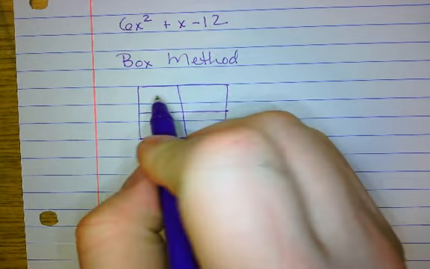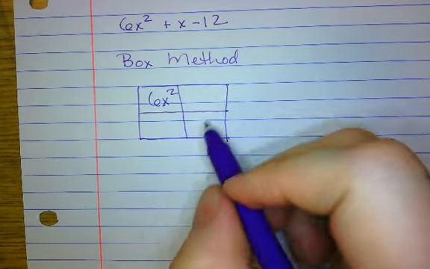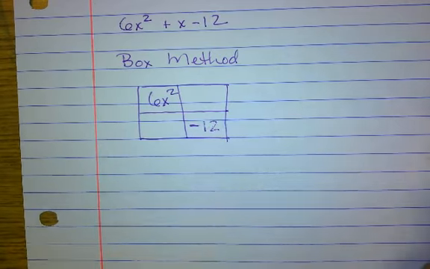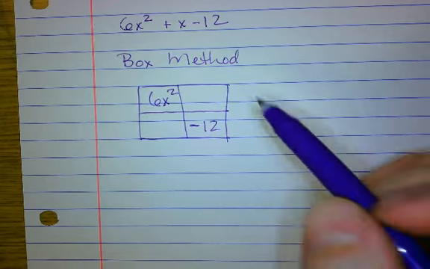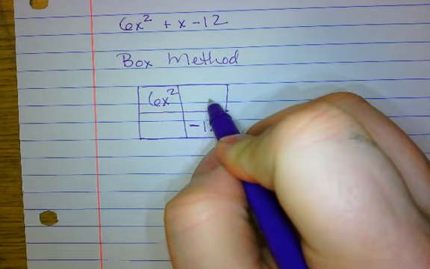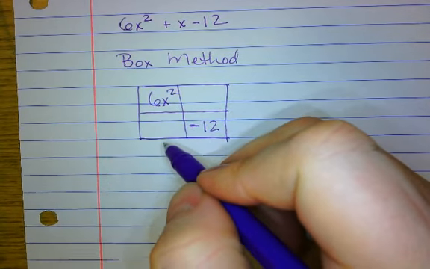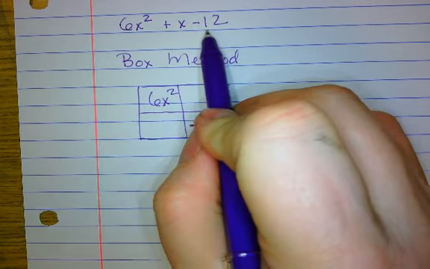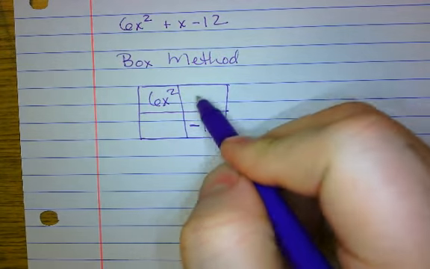So we know 6x squared is going to go into the upper left box. We know that negative 12 will go into the bottom right box. Now the hard part comes in figuring out, how do I figure out what this is going to be, this box in the upper right and the bottom box in the left here. The way we do that is we need to take into account the 12 and the 6 when we're trying to figure out our factors for this.